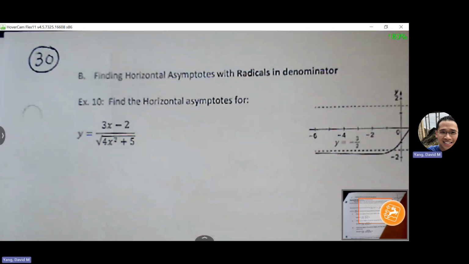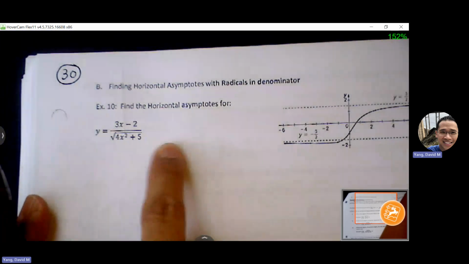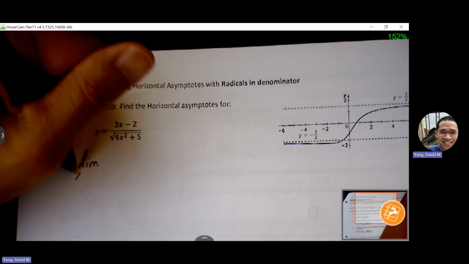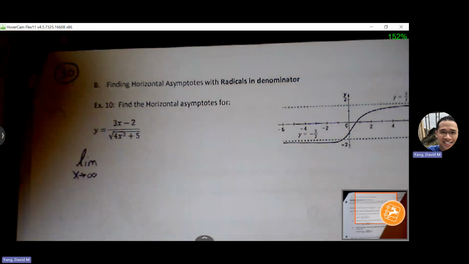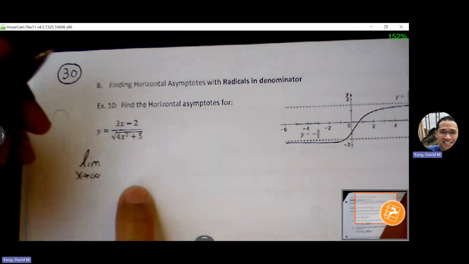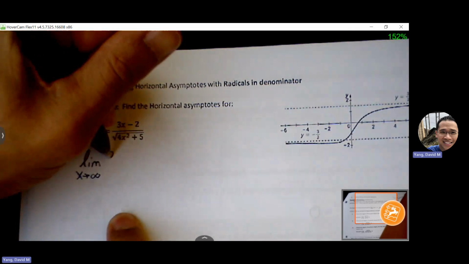So whenever you see this type of function and it's asking for horizontal asymptote, we basically have to involve finding the limit in both directions. So we're going to evaluate approaching infinity and approaching negative infinity. So let me just go through one at a time with you.